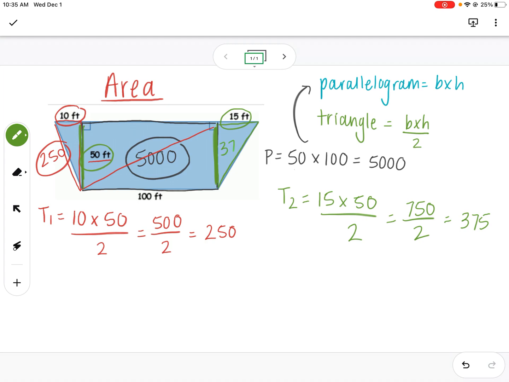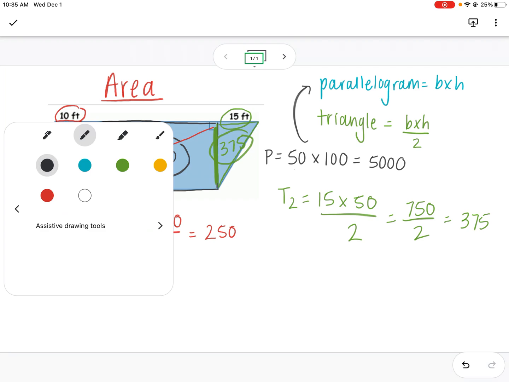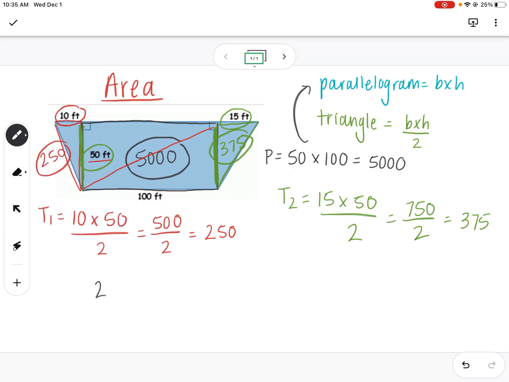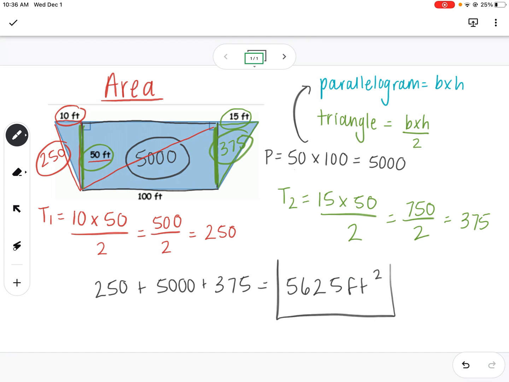All right, now we have all three areas, so we can find the total area of this figure. How are we going to do that? We're just simply going to add them all. 250 plus 5,000 plus 375. We're going to do all that math. And that is going to give us 5,625, and that would be feet squared since it's area.